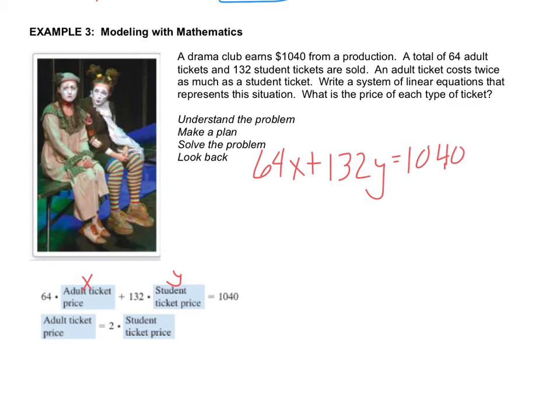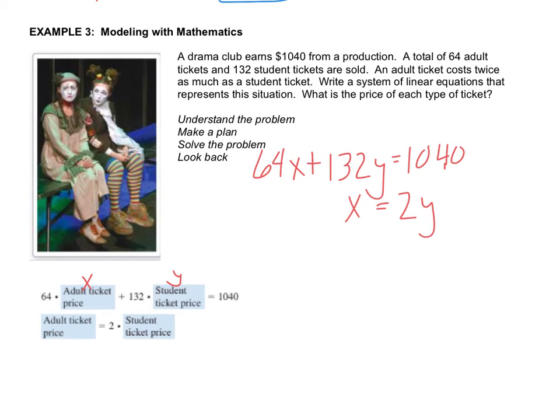The second one, we talk about the total number of tickets and how they compare to each other. So we're looking at the adult ticket price is 2 times a student ticket, and that's what we see right here. So an adult ticket is worth a student ticket times 2. So that second equation is the adult ticket price, which we said was X, is 2 times the student ticket price, which is the Y.